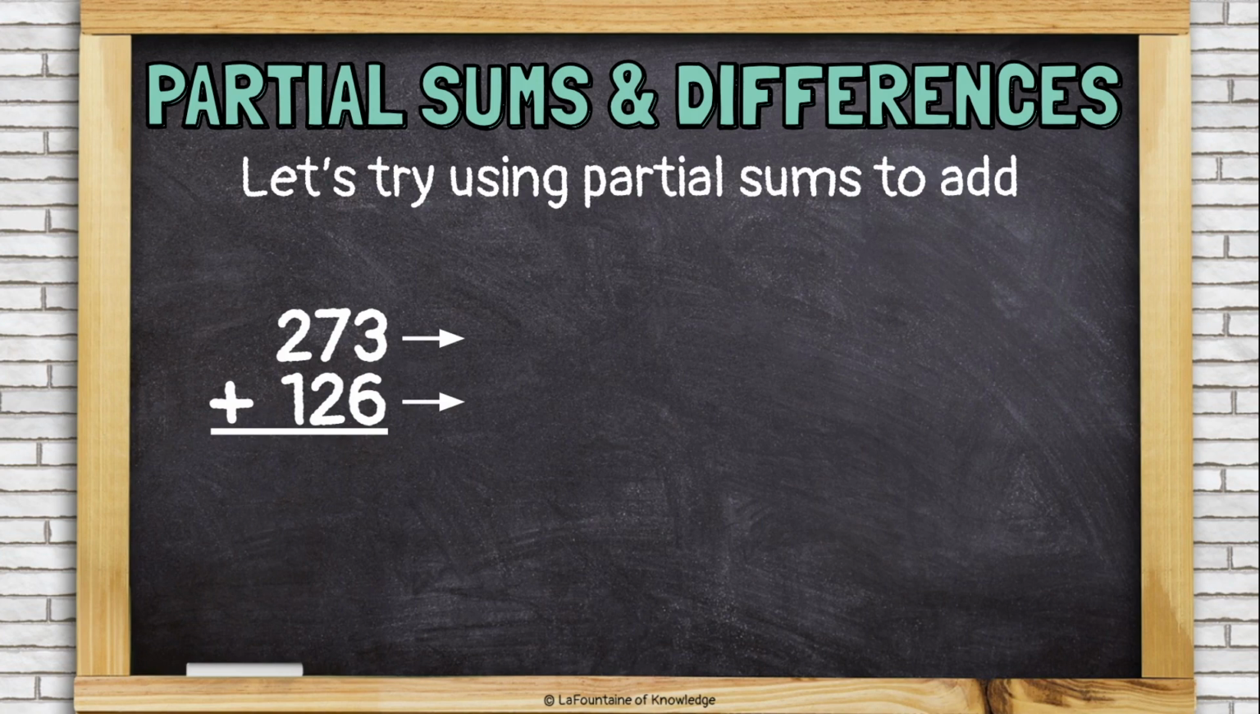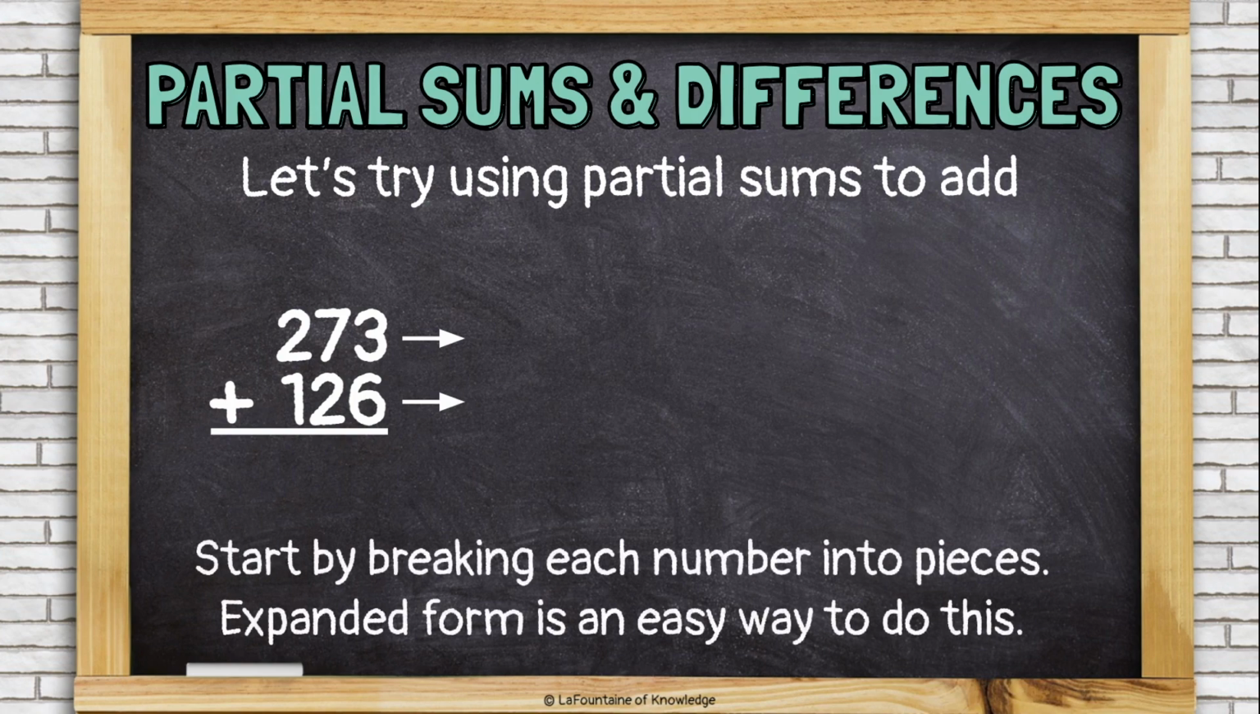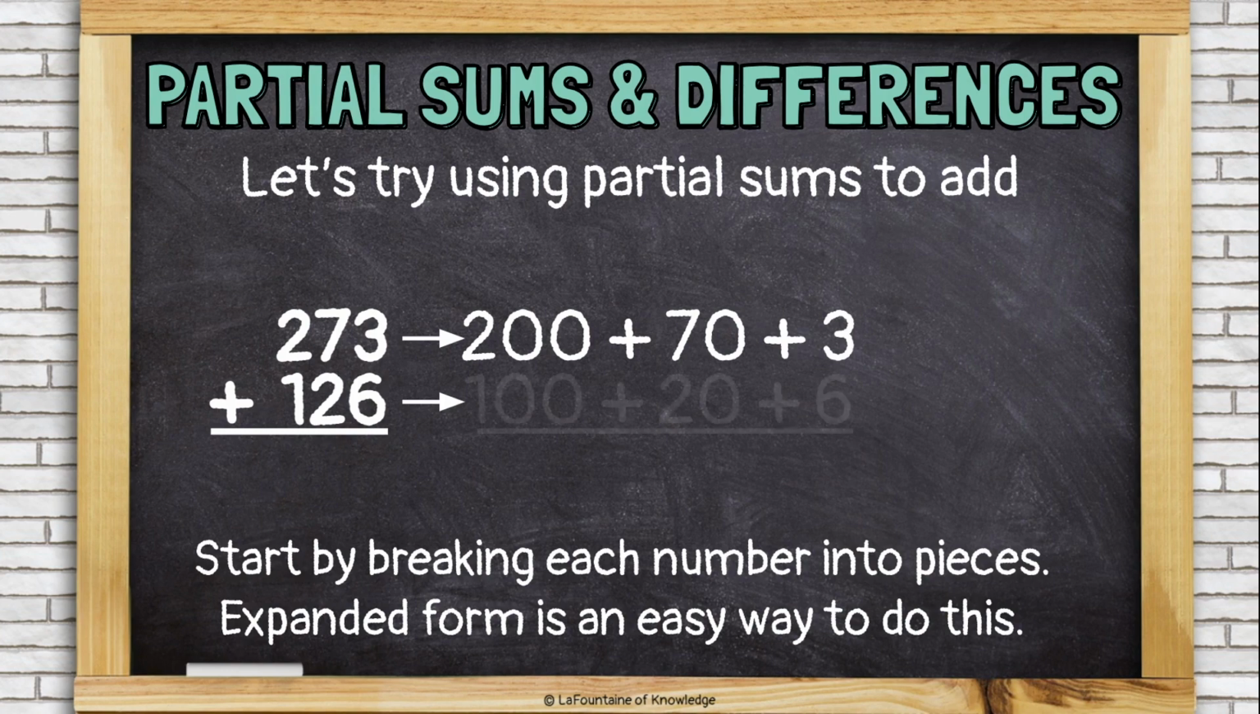In this example, we're adding 273 plus 126. Start by breaking each number into pieces. Expanded form is an easy way to do this. 273 in expanded form is 200 plus 70 plus 3. 126 in expanded form is 100 plus 20 plus 6.